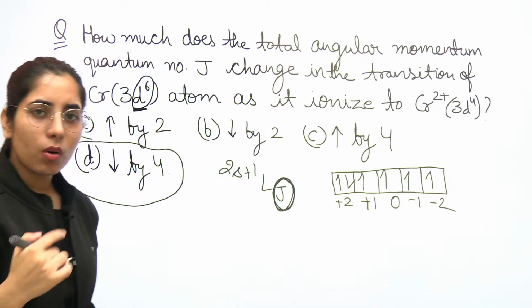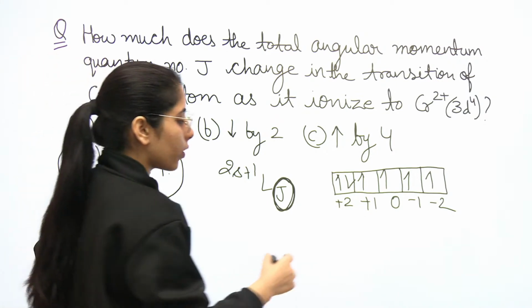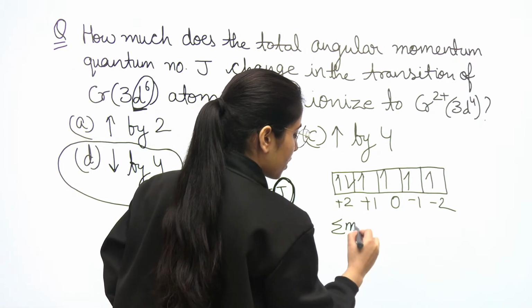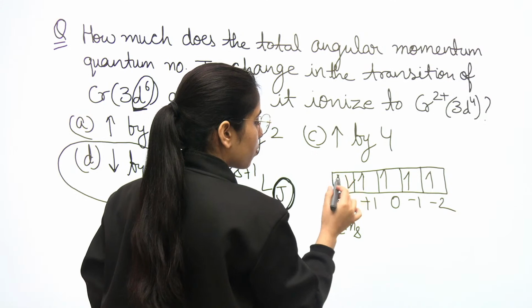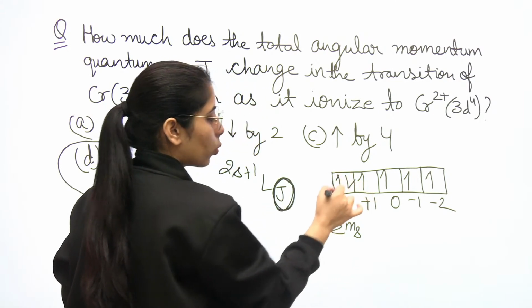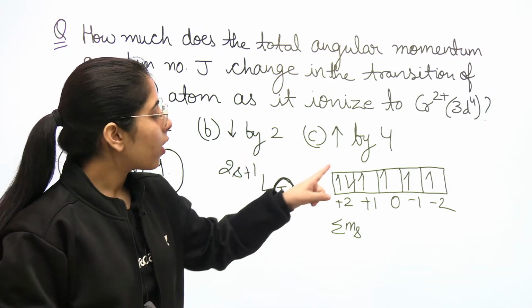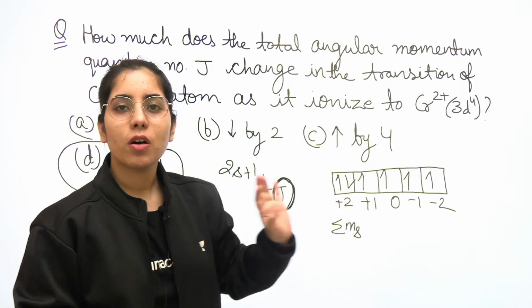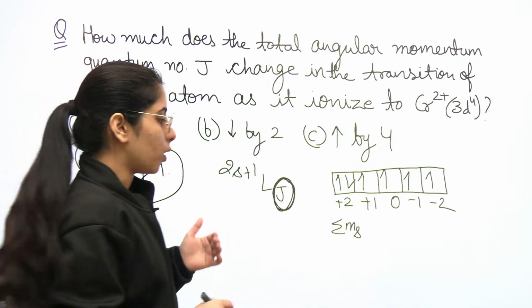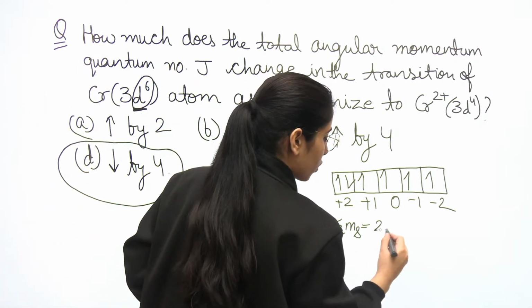Done? What you need to do now is write the total spin, the MS values. So this will have the spin plus half, the up one, and the down one minus half. So total net spin for this first case is 0. Here half, half, half, half, 4 by 2, which means 2. So summation MS will be 2 here.